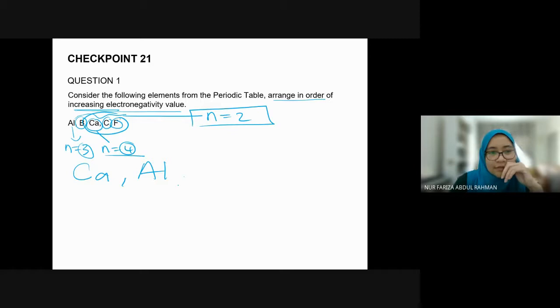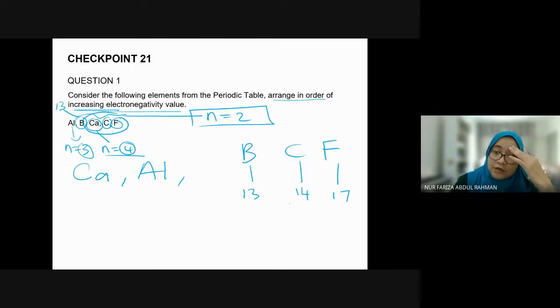So by right, boron comes from group 13, carbon from group 14, and fluorine from group 17. So boron has a Z effective equal to positive 3, carbon positive 4, fluorine positive 7. So the Z effective increases.